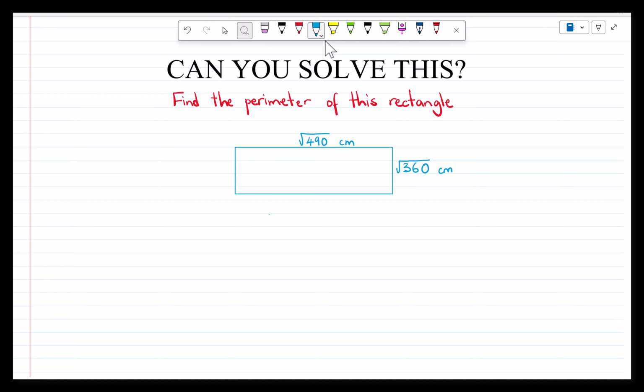Alright, let's see whether you got the solution correct. If not, you know what to do. Just rewind the video and follow through the steps.